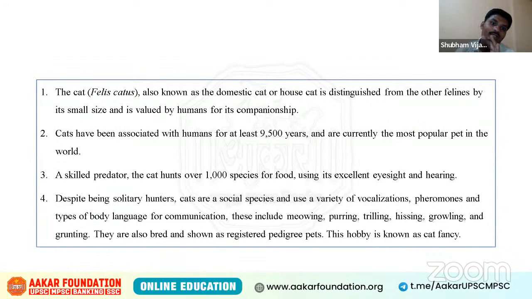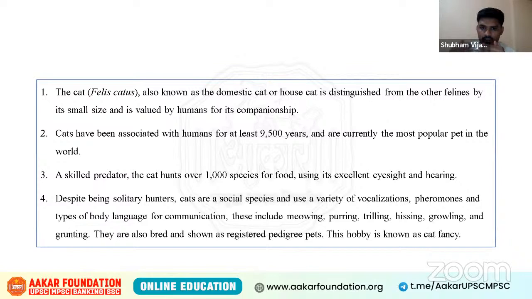Mostly we have seen it chasing rodent species, okay? But they can hunt over 1,000 different species for food using its excellent eyesight and hearing capacity. Despite being solitary hunters, cats are a social species also and use a variety of vocalizations, pheromones and types of body language for communication.